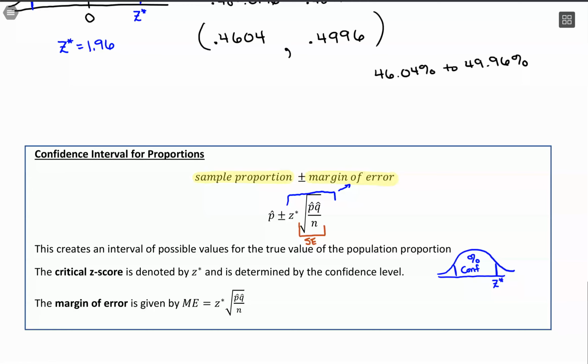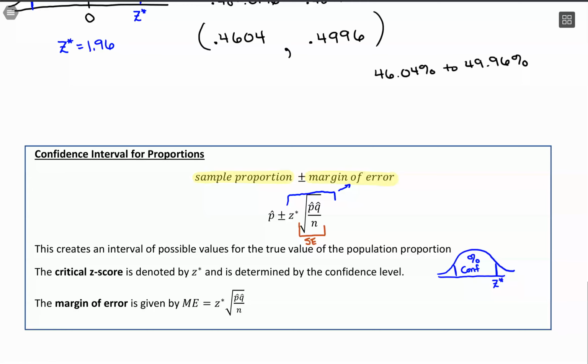Be careful of terminology there, because margin of error and standard error sound very similar, but they're different. Basically, margin of error includes the critical z-score. Standard error does not include the critical z-score. So this will be the formula that we use: sample proportion plus or minus z star times the square root.